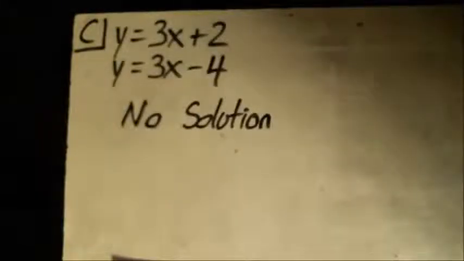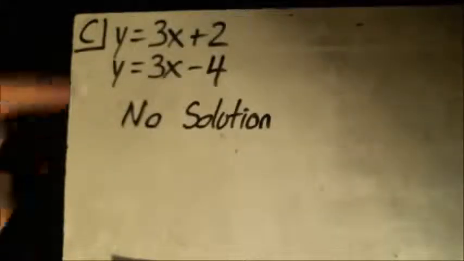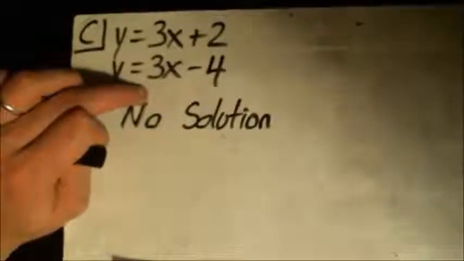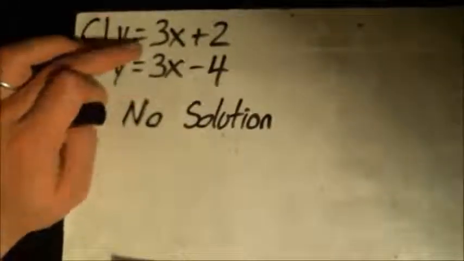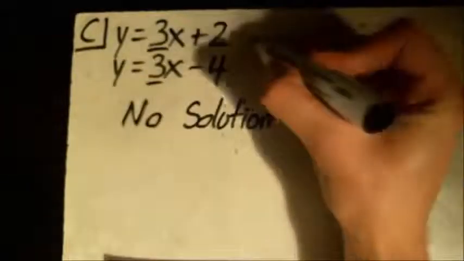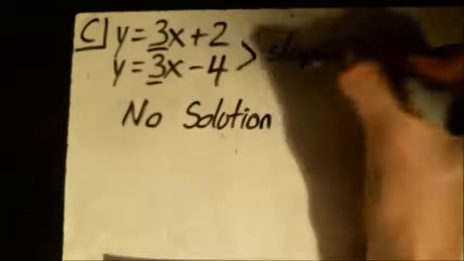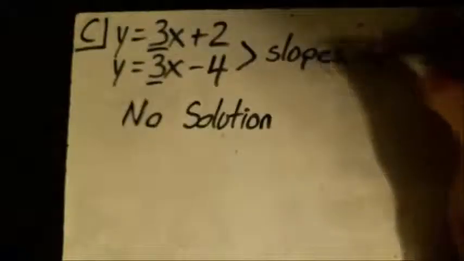Now, there was one tip-off that I could have had as kind of a shortcut. If you ever see y equals 3x plus 2 and y equals 3x minus 4, we'd notice right away that they have the exact same slope. And remember, if the slopes are the same, then we know that those two lines are parallel.